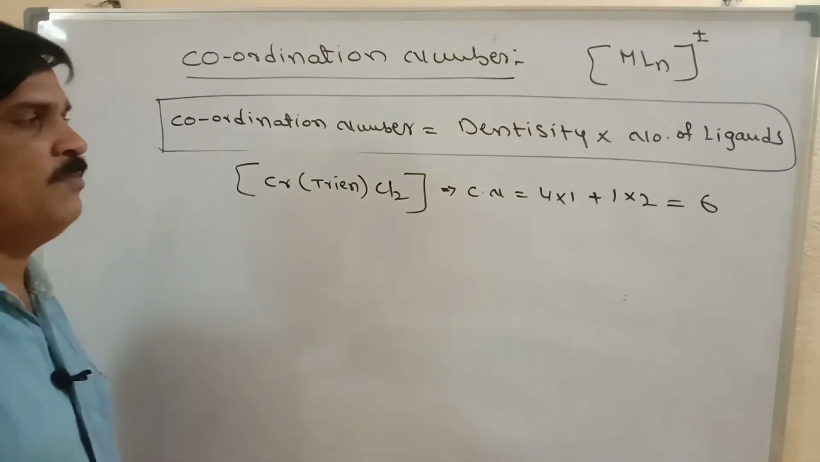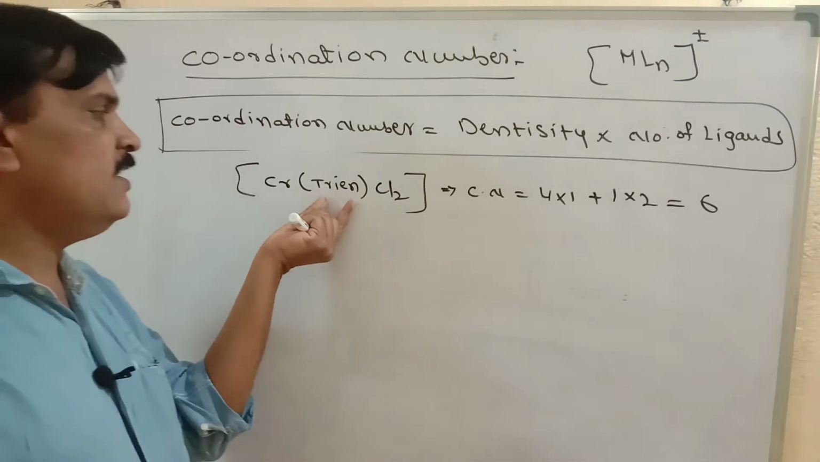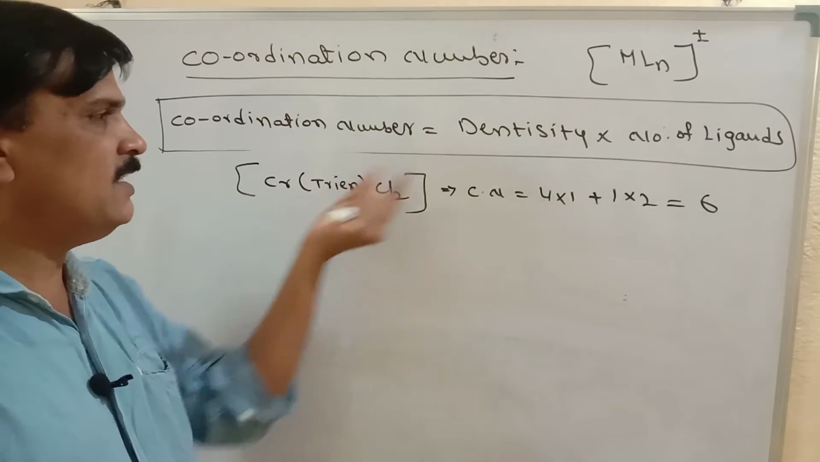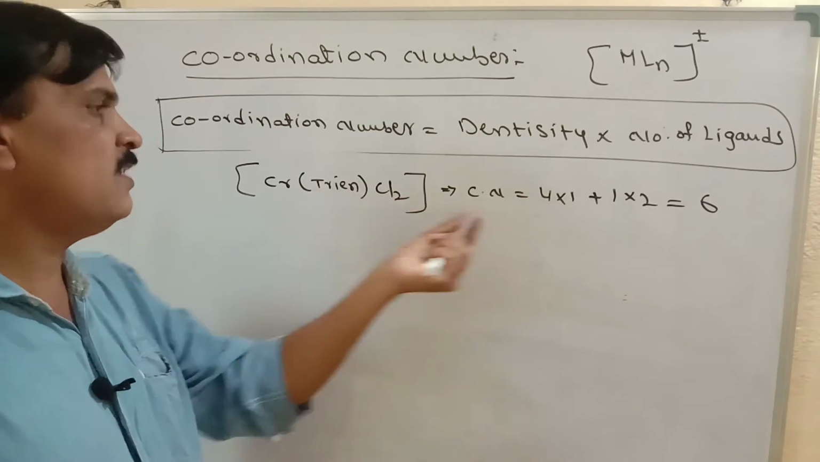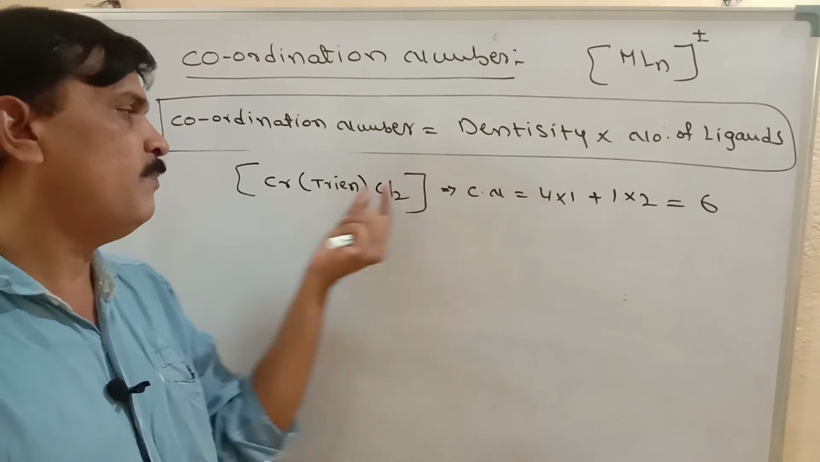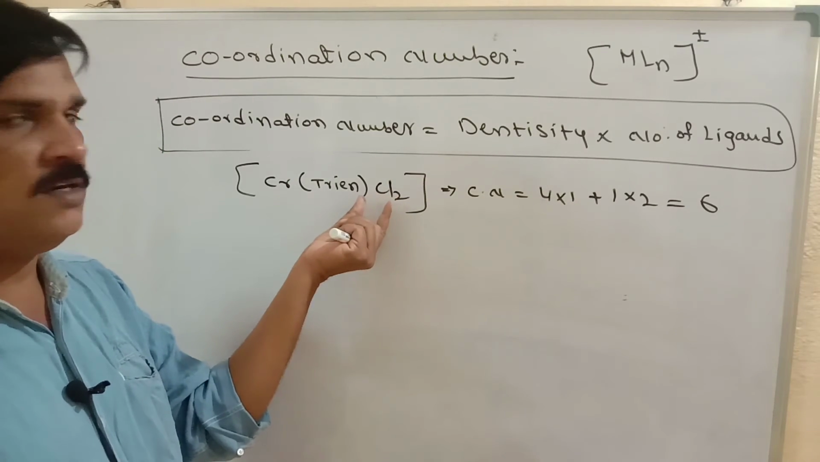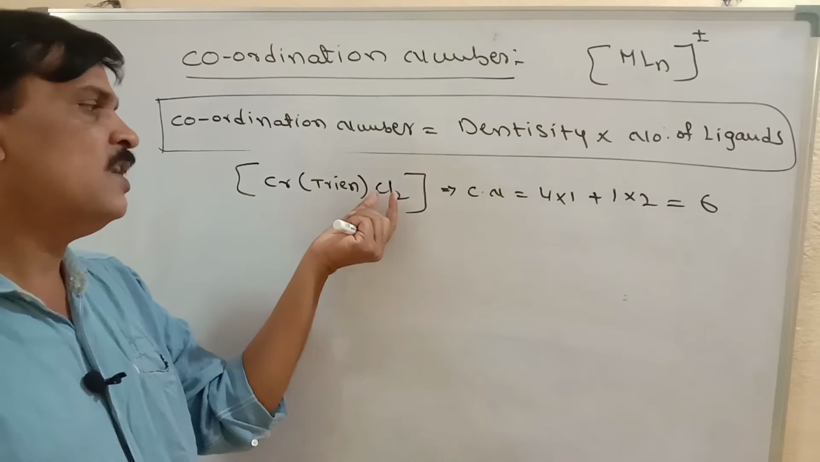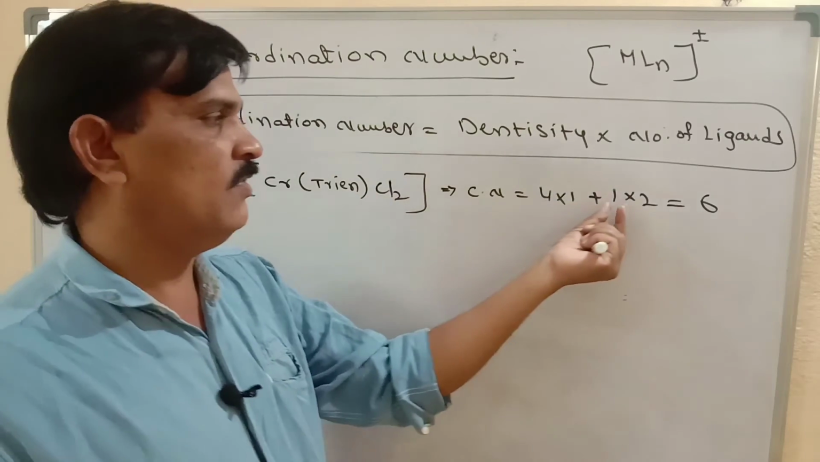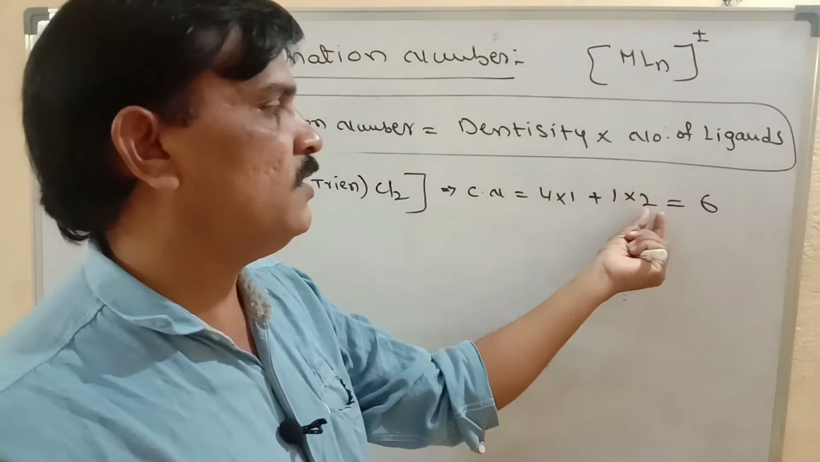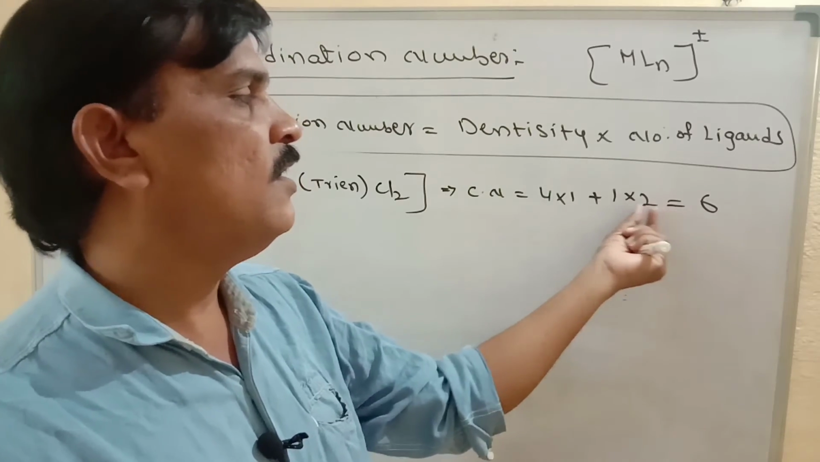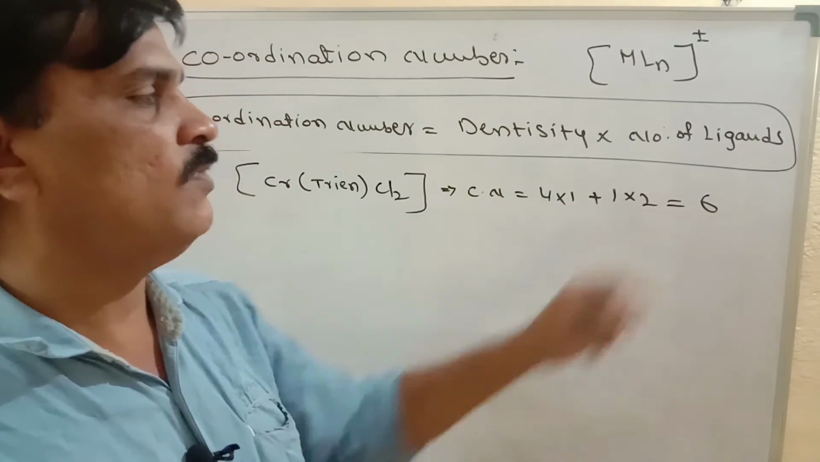Once again, please: trien is tetradentate, its denticity is 4. How many triens are there? 1 trien, so 4 into 1. Two different types of ligands are there in this complex compound. Cl is monodentate, denticity 1, and there are 2 Cl. So 4 plus 2 equals 6.